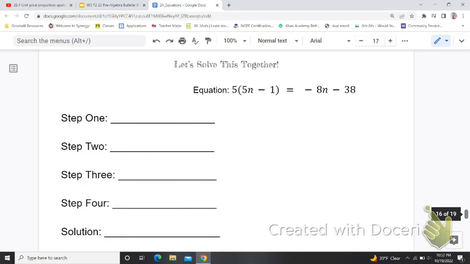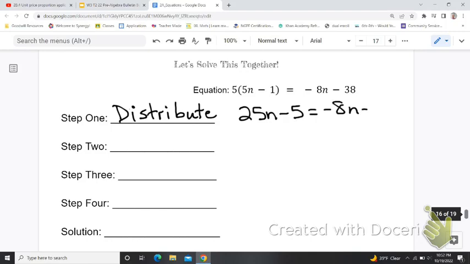So, in this case, the first thing we're going to do, again, is distribute. So you'll notice that many of these steps are the same. In this case, after we distribute, 5 times 5n, 5 times -1. After we distribute, we don't have any like terms that are already on the same side. So we won't have a combine like terms step.